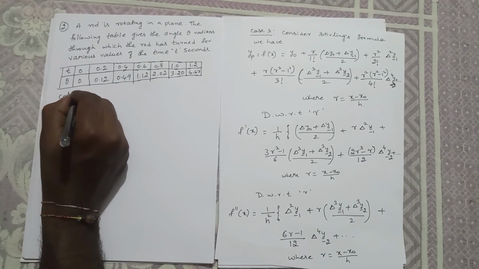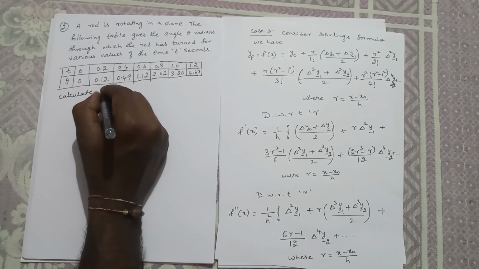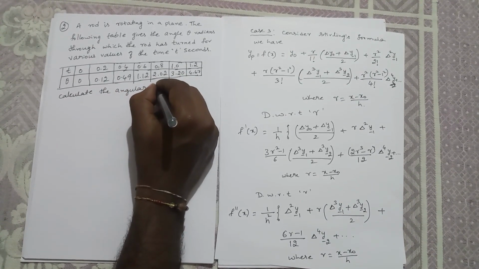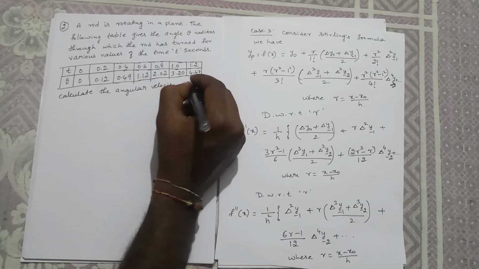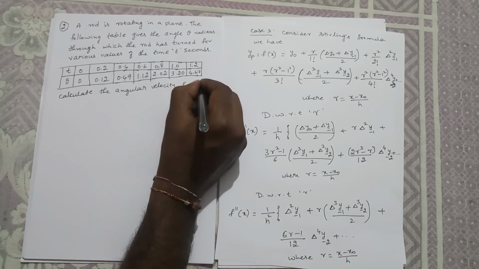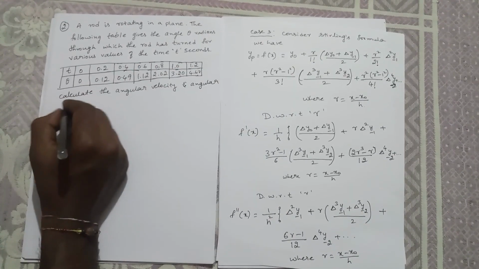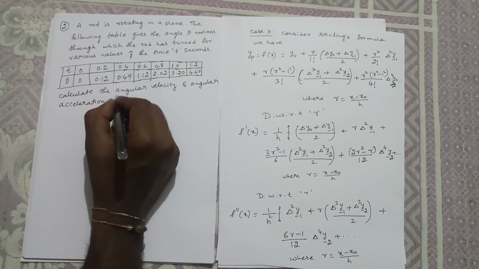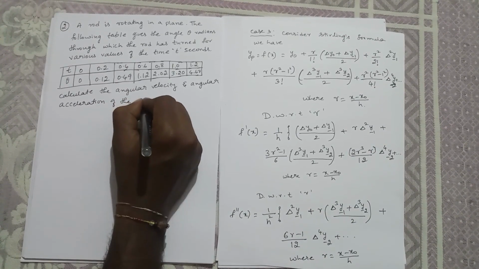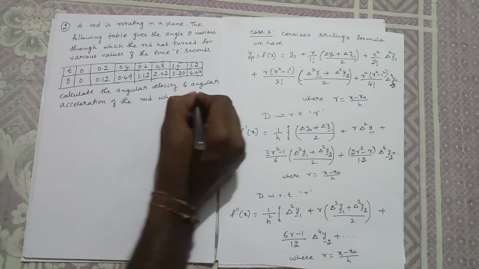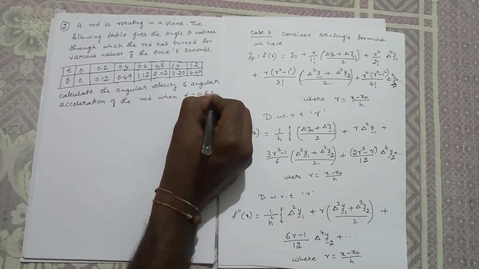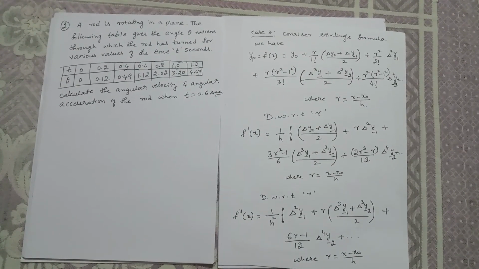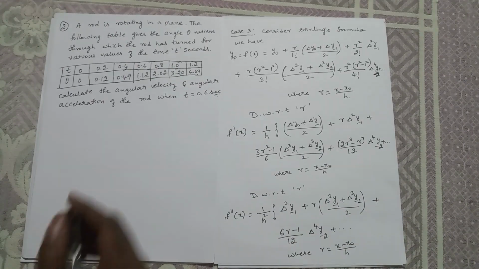Calculate the angular velocity and angular acceleration of the rod when t equals 0.6 second. Solution.